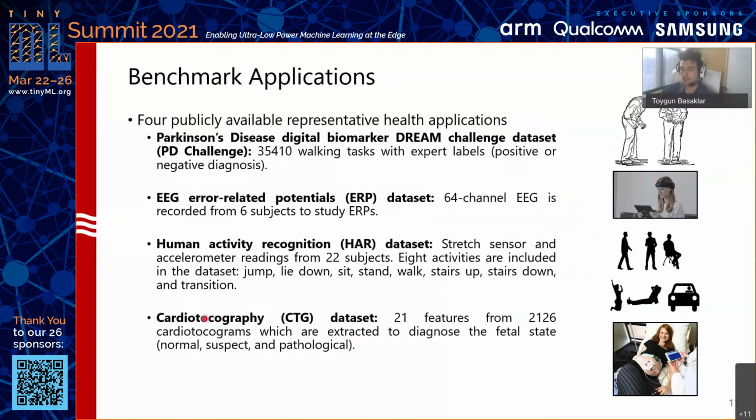And the last one is the cardiotocography dataset, which provides 21 features from various cardiotocograms, which are extracted to diagnose the fetal state. And the fetal state is divided into 3 classes: normal, suspect, and pathological.